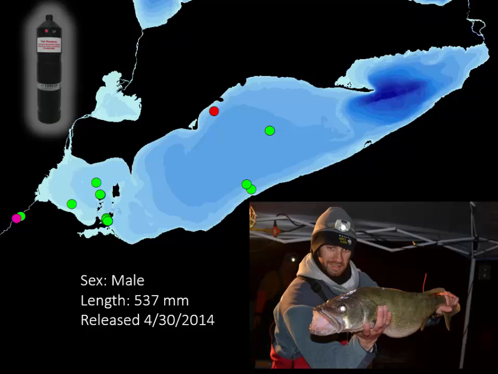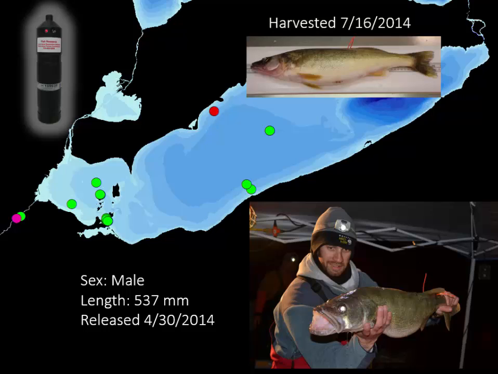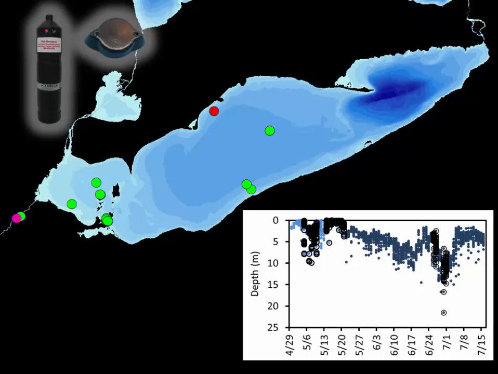These dots represent where this fish was spotted throughout the course of the summer. Then it was harvested up here in Ontario in July of 2014. In this inset right here is the depth data. Every 4 hours it records the depth of where that fish was, so every 4 hours I have an idea of where that fish was.